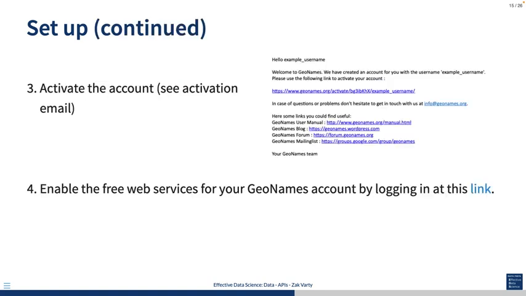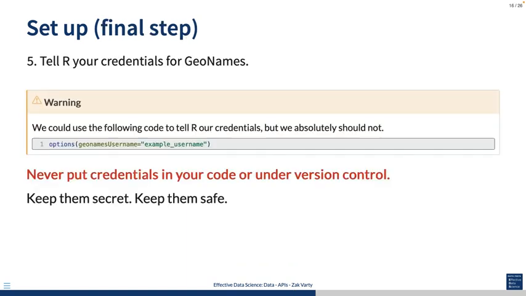Once you've signed up, you'll get an activation link by email. And once you've followed that link, you need to enable the free web services from your GeoNames account, which you can either do directly or by following the link that I've provided here. The final step is to tell R your credentials for this API.